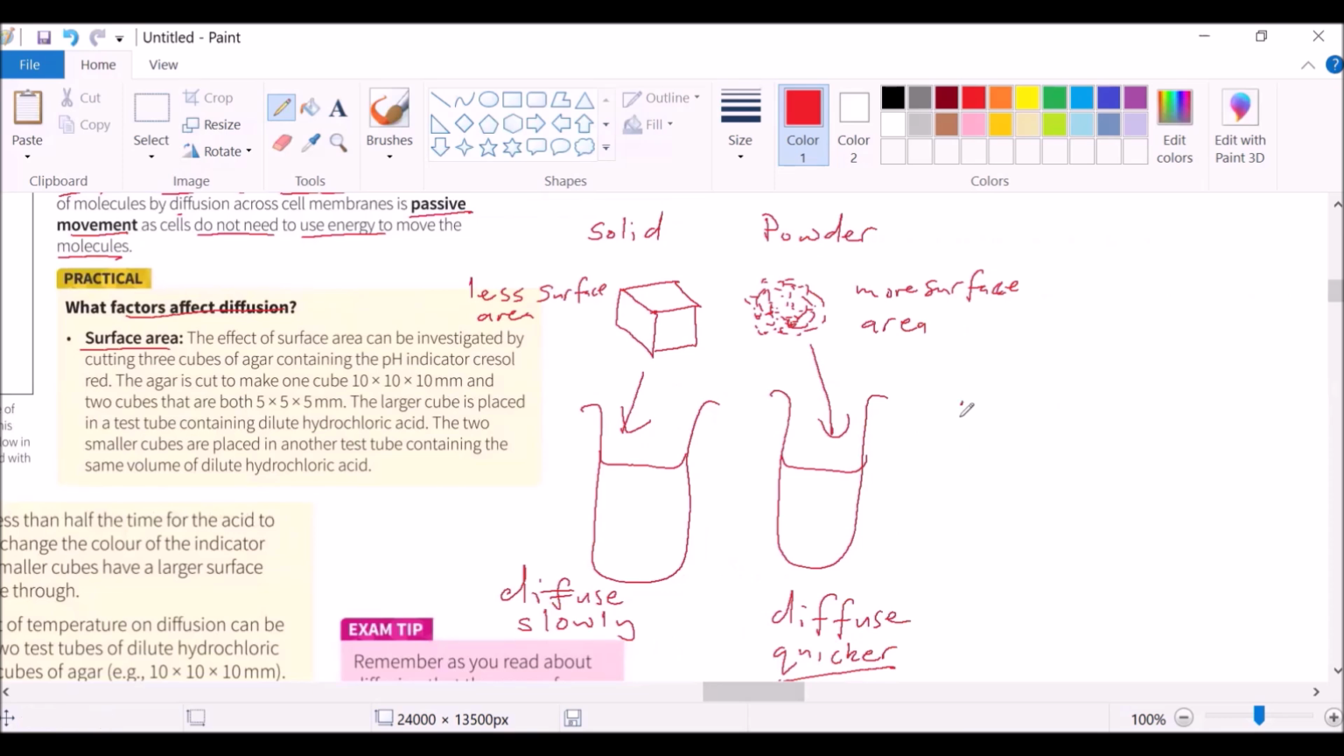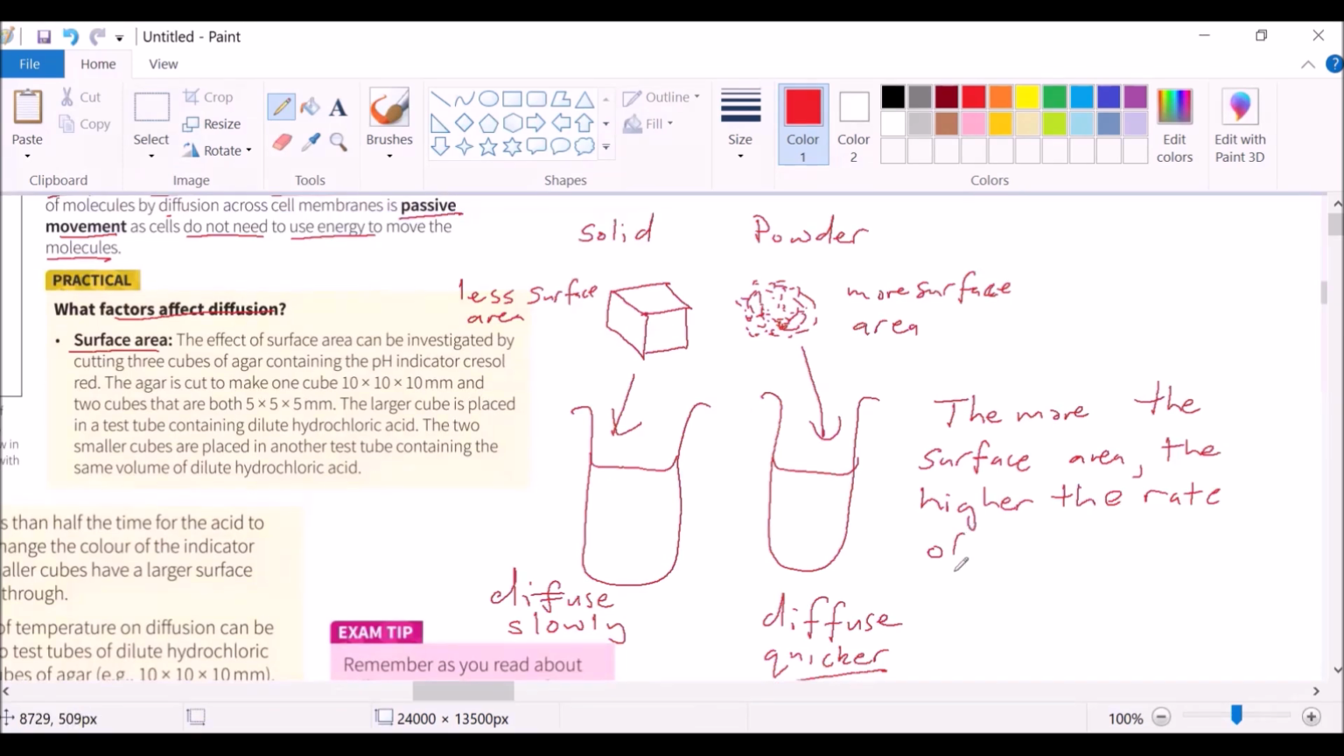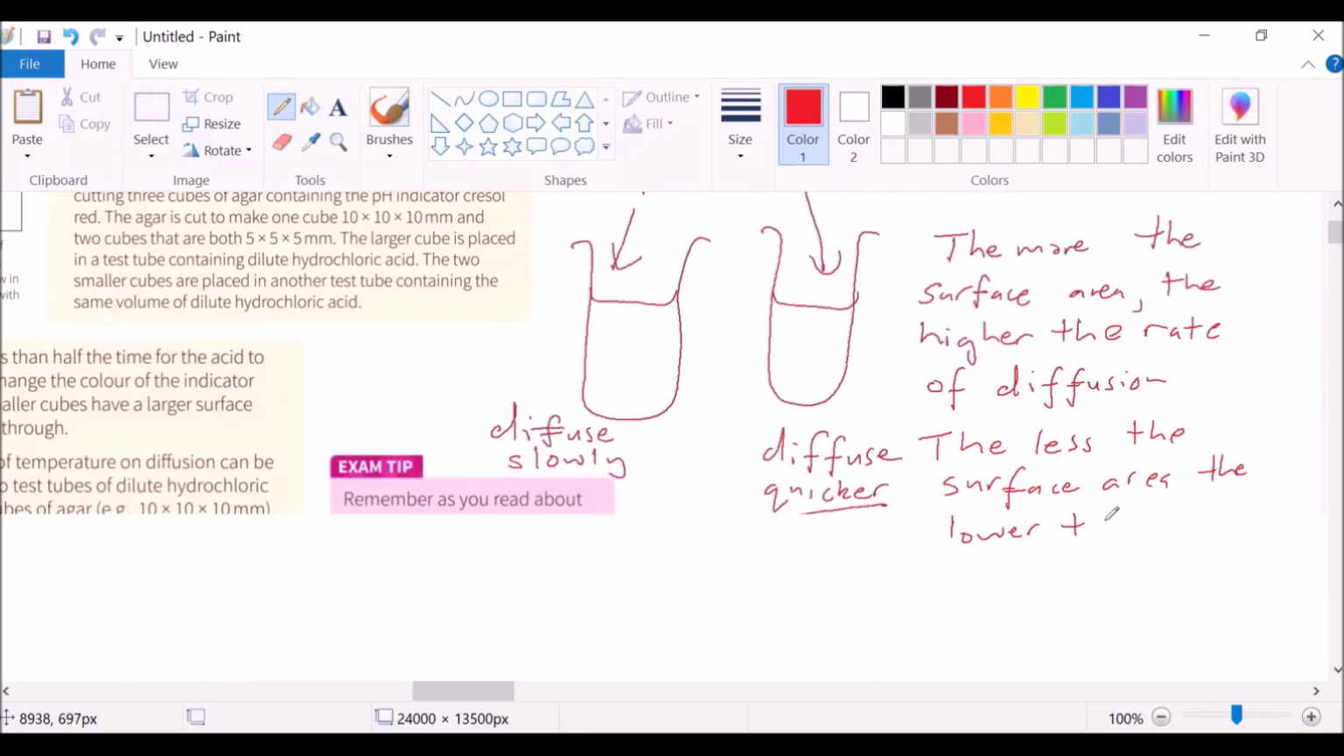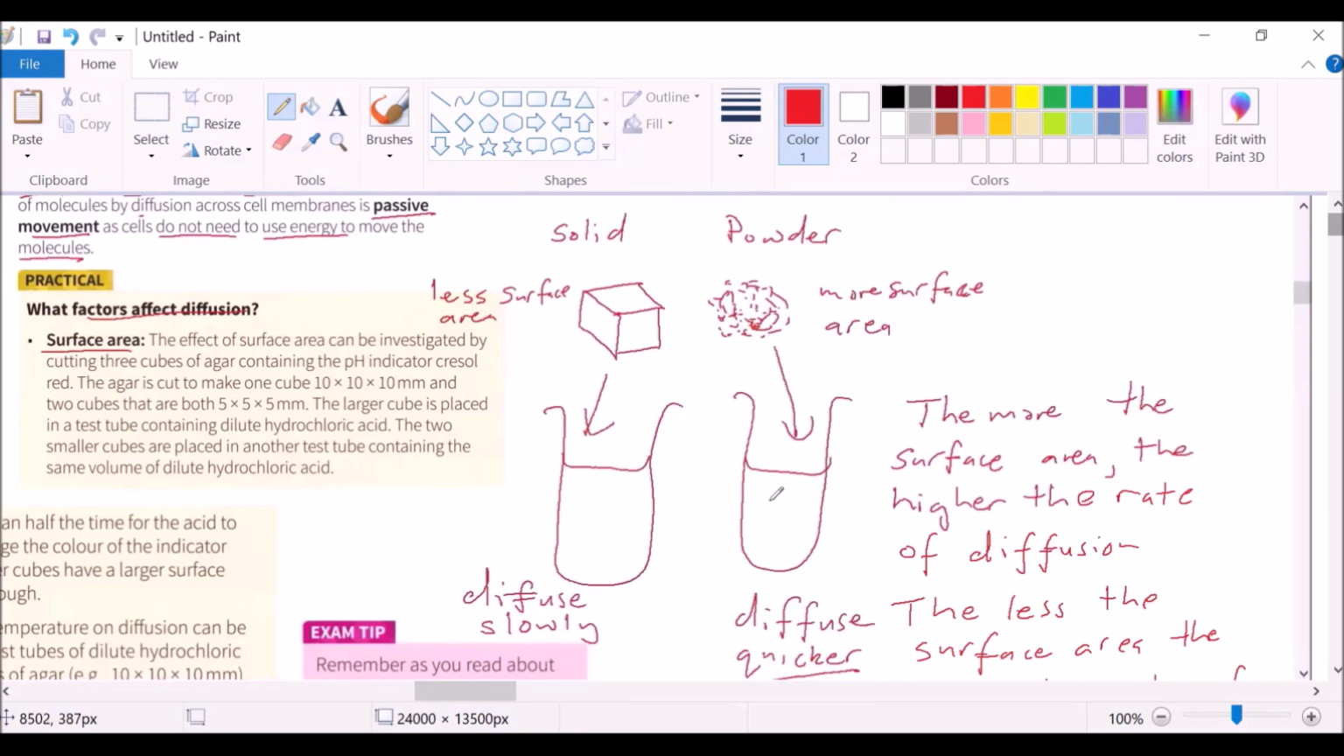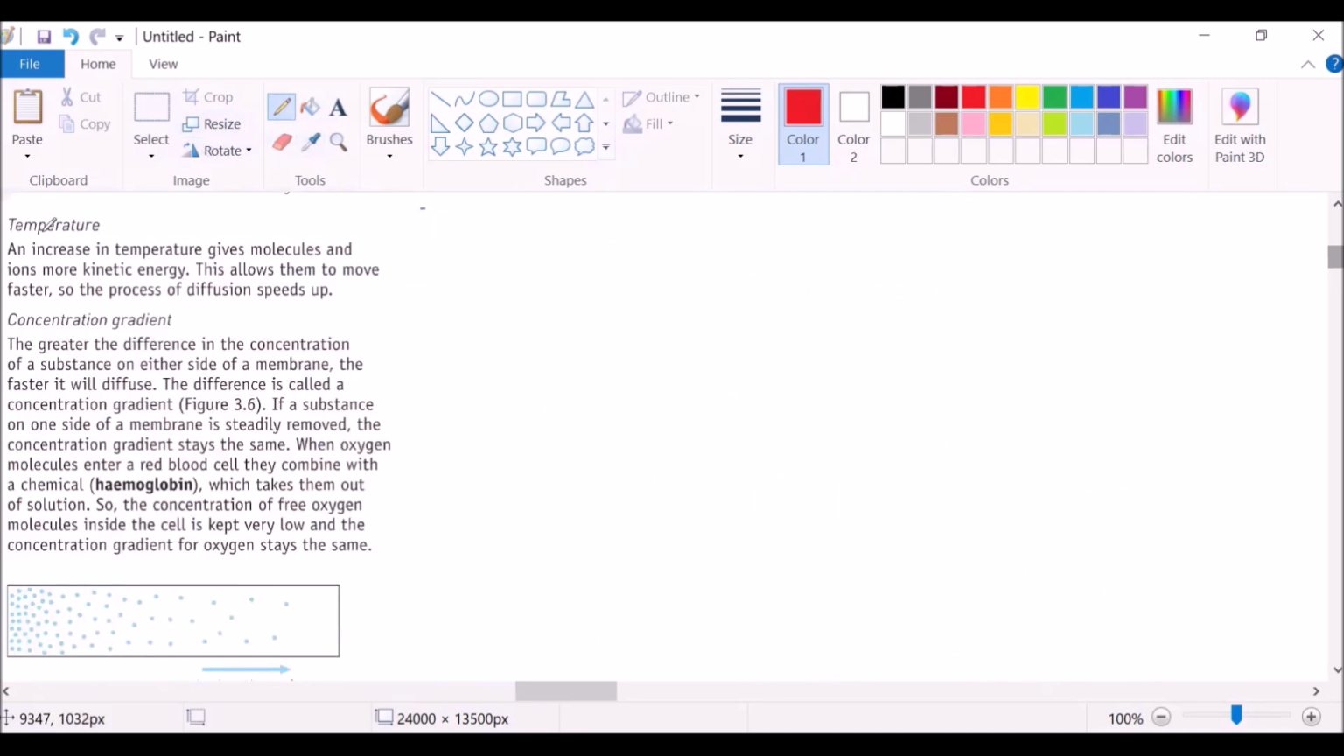So we can conclude that the more the surface area, the higher the rate of diffusion. And the less the surface area, the lower the rate of diffusion. So we'll see the powder will dissolve and diffuse faster than the solid. The next factor that affects the rate of diffusion is temperature. An increase in temperature gives molecules and ions more kinetic energy. This allows them to move faster, so the process of diffusion speeds up.